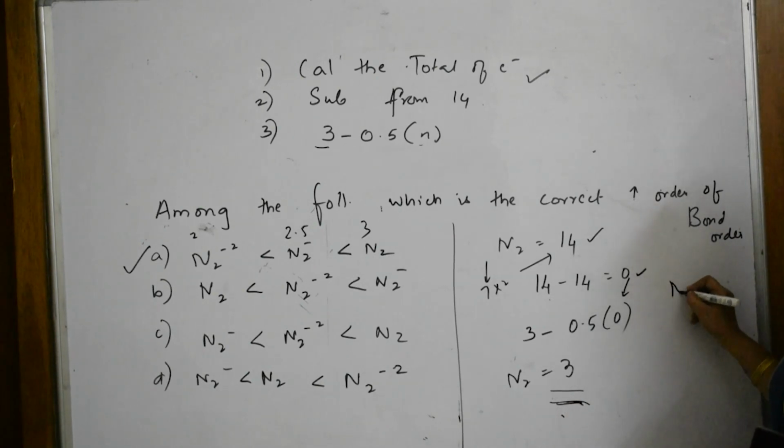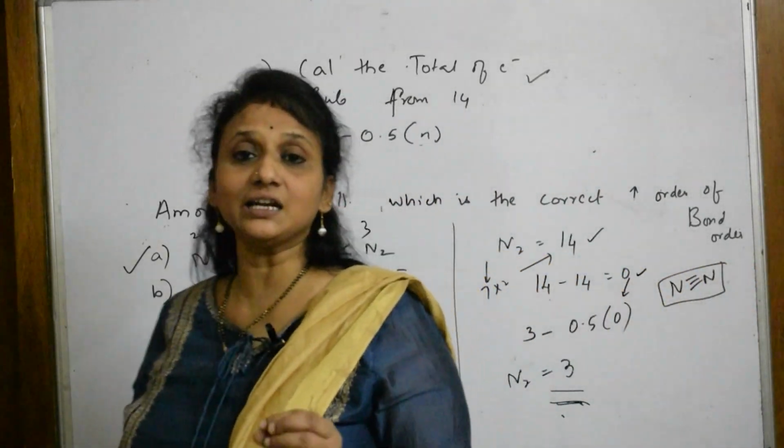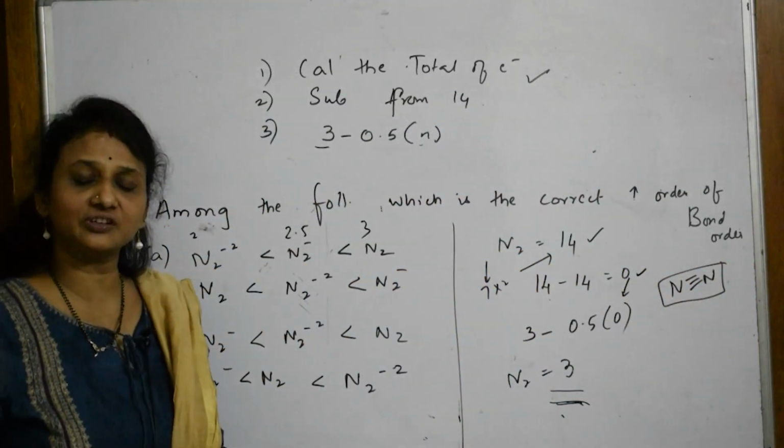The bond order we very well know: nitrogen, triple bond, nitrogen. This is the bond order. So this is how you need to calculate, and quickly put a tick to the right answer.